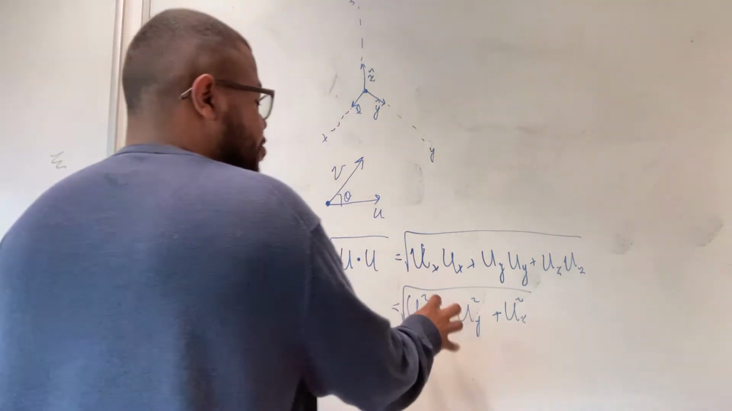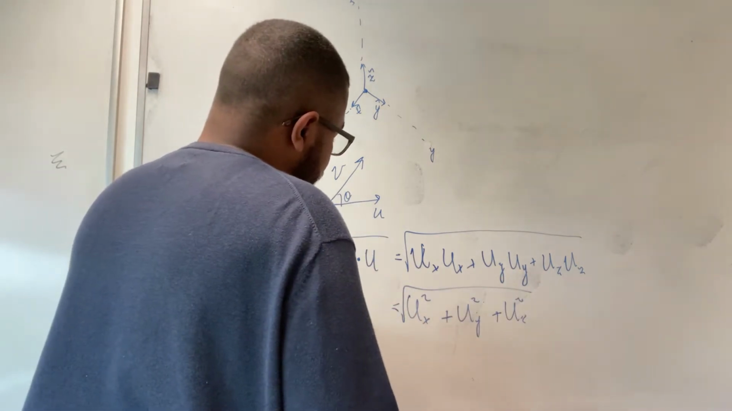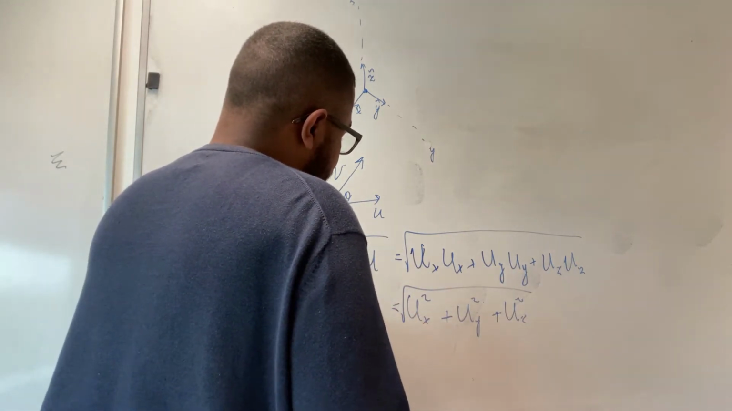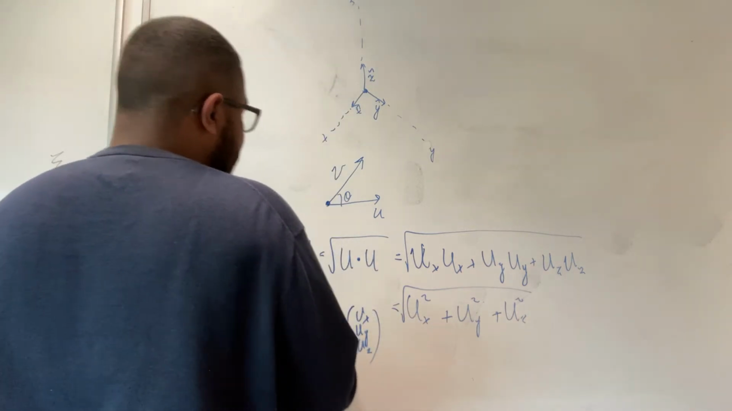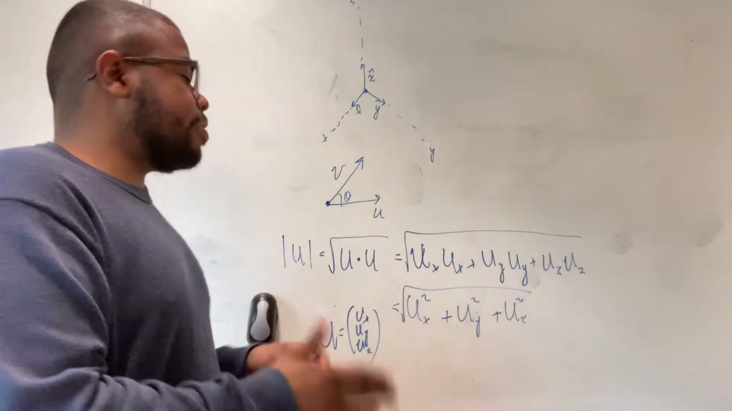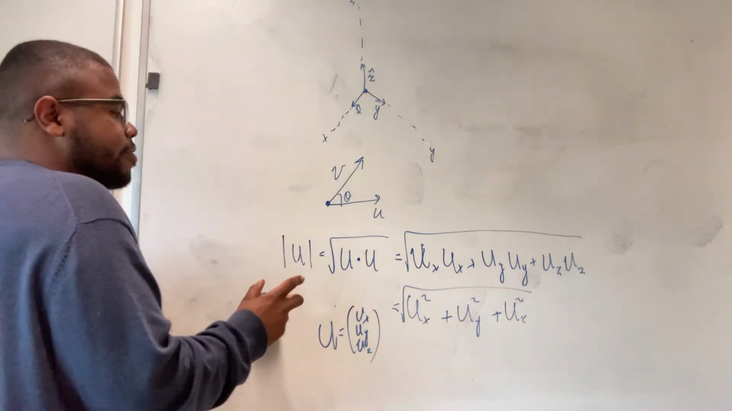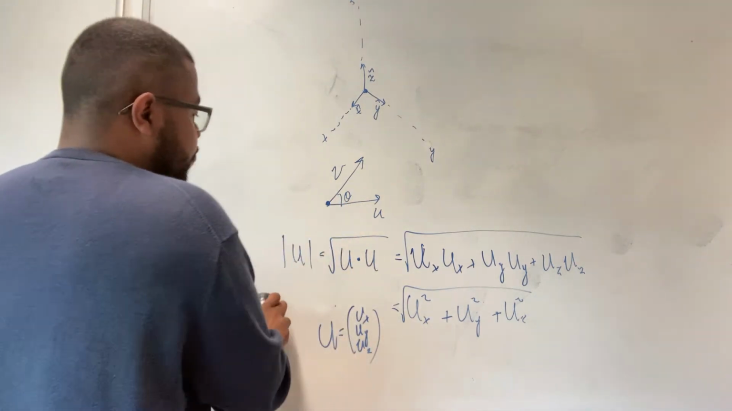So, in essence, using the components that you have for your vector u, so your ux, your uy, and your uz, you can basically find the magnitude of this vector, so you can know how big it is. Which is quite neat and fascinating and an interesting way to think about the magnitude of the vector.